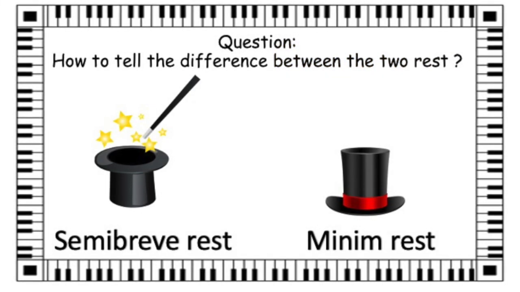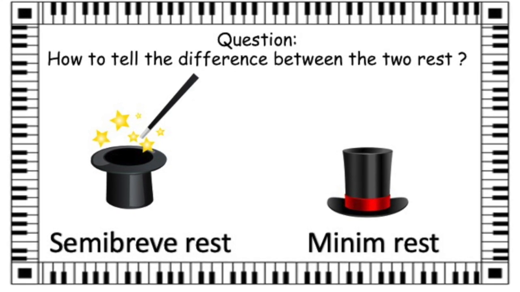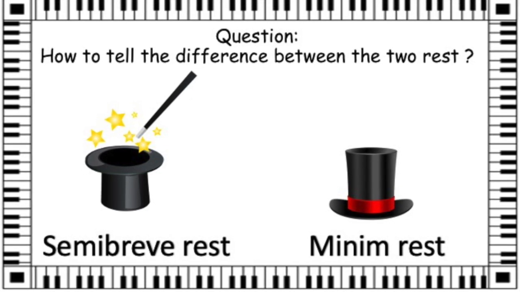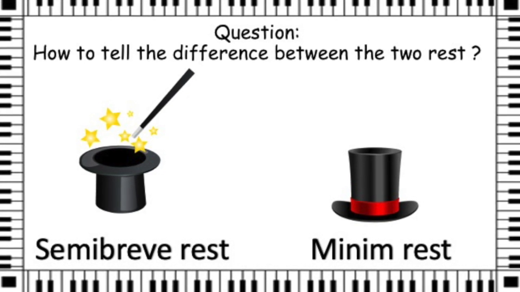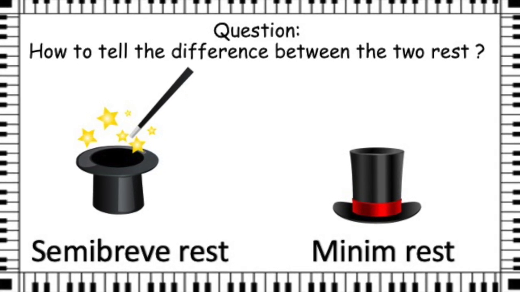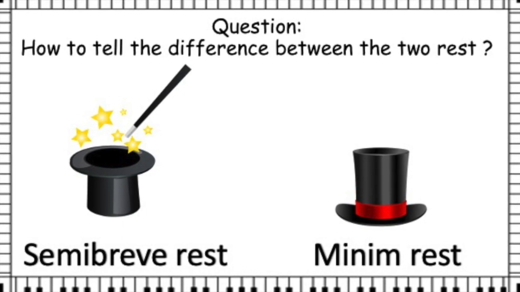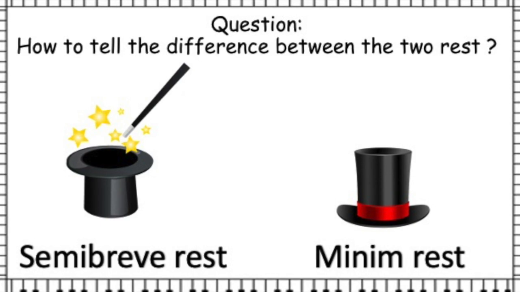So how do you know the difference between a minim rest and a semibreve rest? Often you treat it like a hat. When you turn it the other way around, upside down, you are able to collect more counts. And if you turn it the other way around, facing the ground, you have fewer counts for rest.